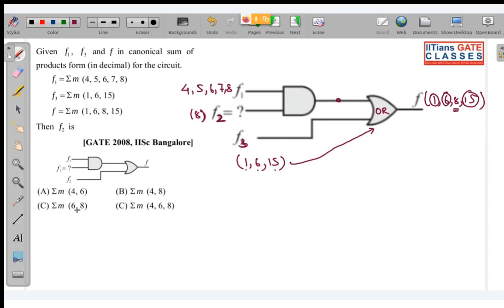So check the options. You have 6, 8. So if 6, 8 is coming, this will be 6, 8, and again you will be getting the same result. So 6, 8 is correct. What about 4, 6? Option A, if I take 4, 6, then 4 will also come over here, but that is not required. So option A is incorrect. 4, 8, even if we write 4, 8 over here.